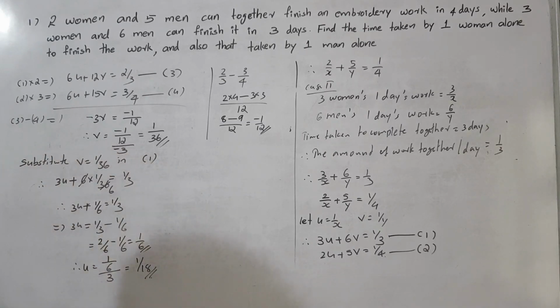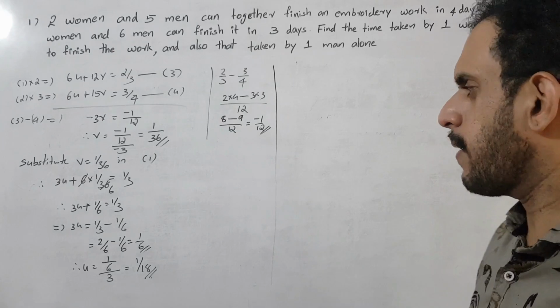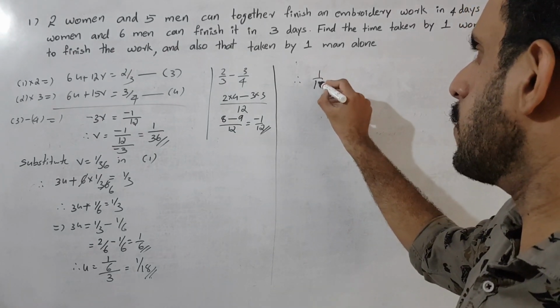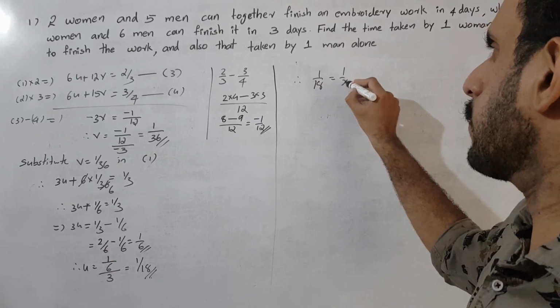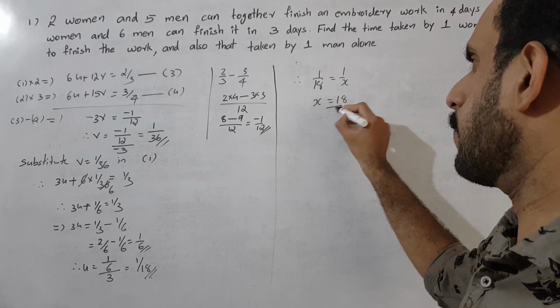And what is the value of u and v? U value is 1 by 18 and v value is 1 by 36. Correct? Then what is next? What is u? U is 1 by x. Therefore, 1 by 18 is equal to 1 by x. Then cross multiply, what do you get? X is equal to 18.